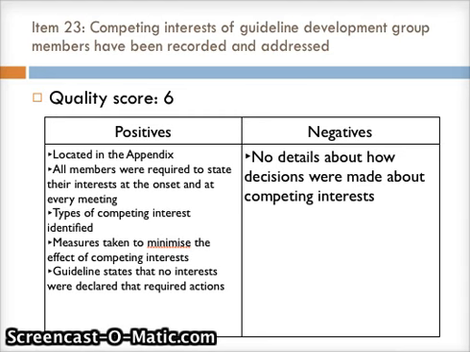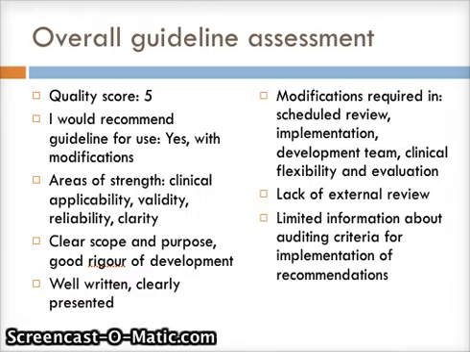Item 23, competing interests of the guideline development group members have been recorded and addressed, was given a quality score of 6 because all members were required to state their interests at the onset and every meeting, so it was quite regular. It was located in the appendix, which is very appropriate, and they state that measures were taken to minimise the effect of competing interests, for example, withdrawing the member. The guideline also states that no interests were declared that required actions. However, there were no details about how these decisions were made.